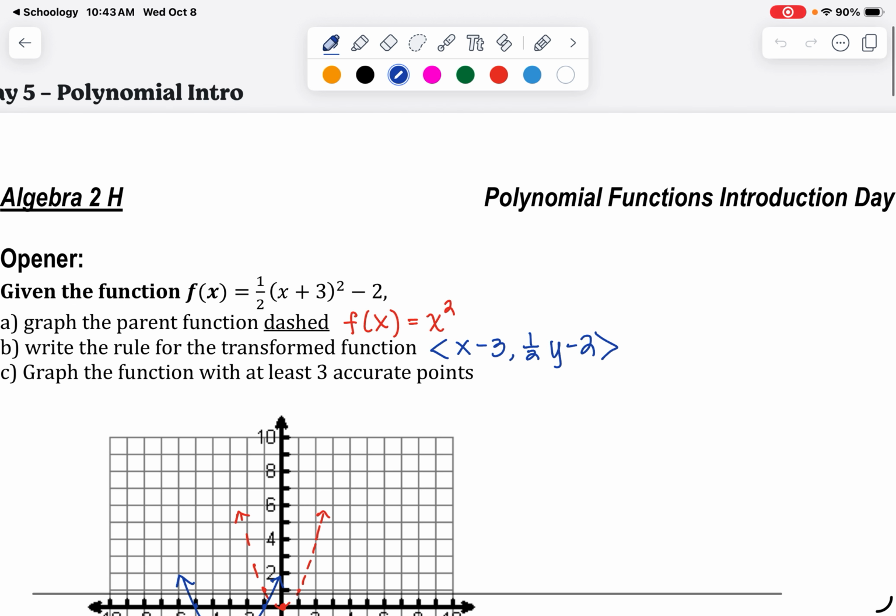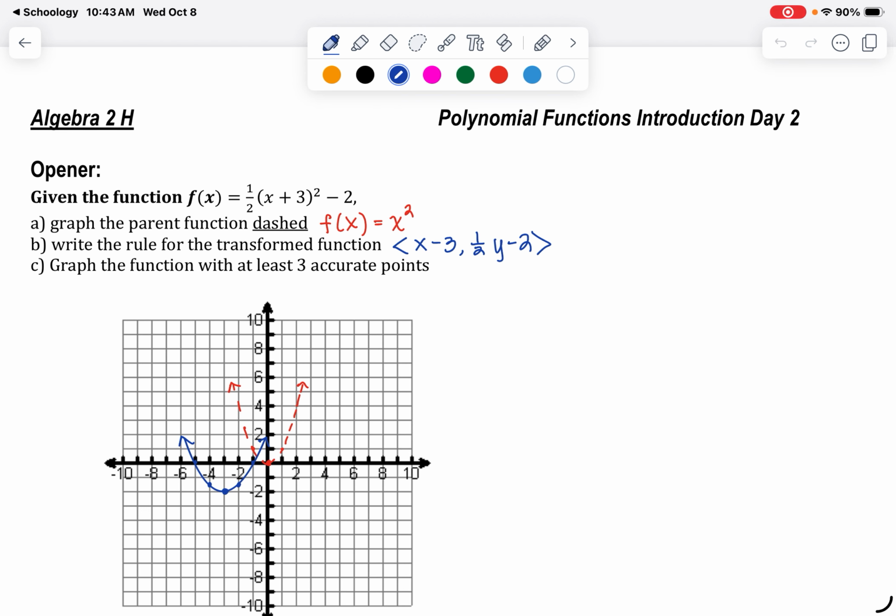All right, let's see how you did. Here's what it looks like. So this is the polynomial function, or the quadratic function, f of x equals 1/2 times (x plus 3) quantity squared minus 2. The parent function is y equals, or f of x equals, x squared, which I have graphed there in red. It has points (0, 0), (1, 1), (2, 4), (3, 9), (4, 16), and so forth, and their reflections over the y-axis.